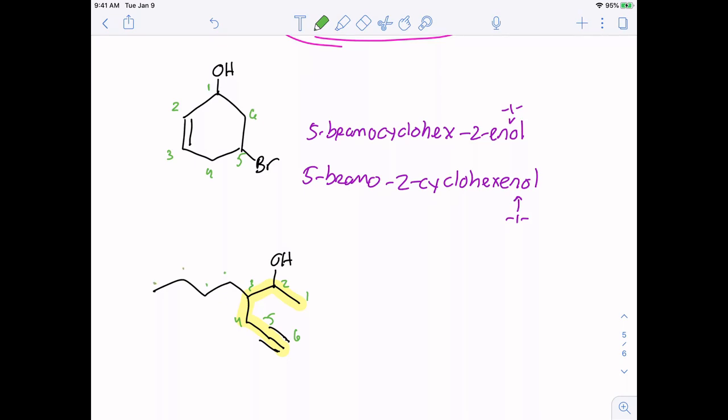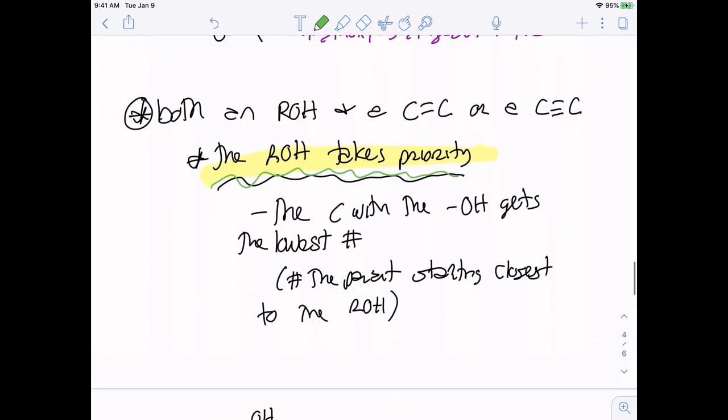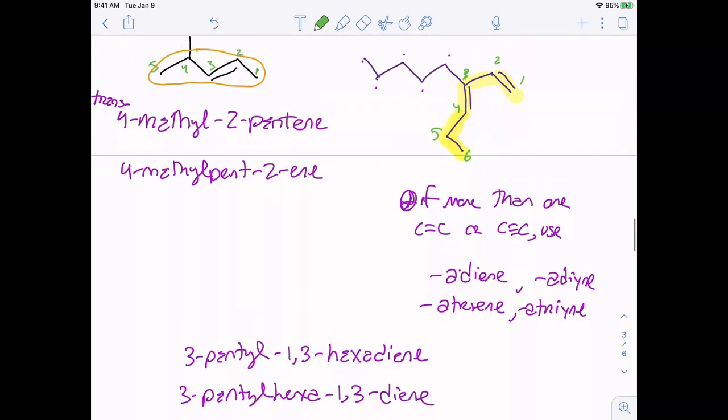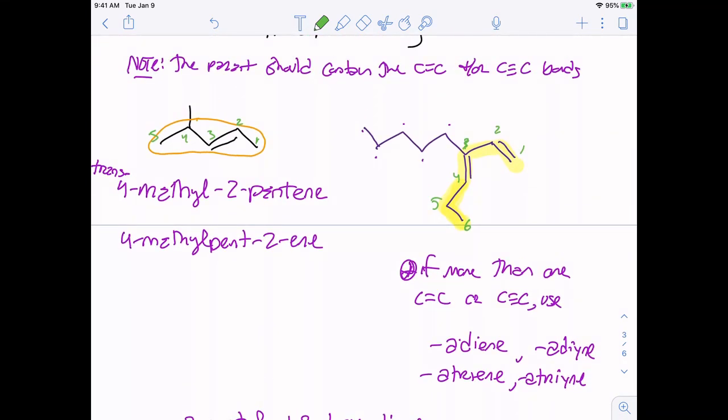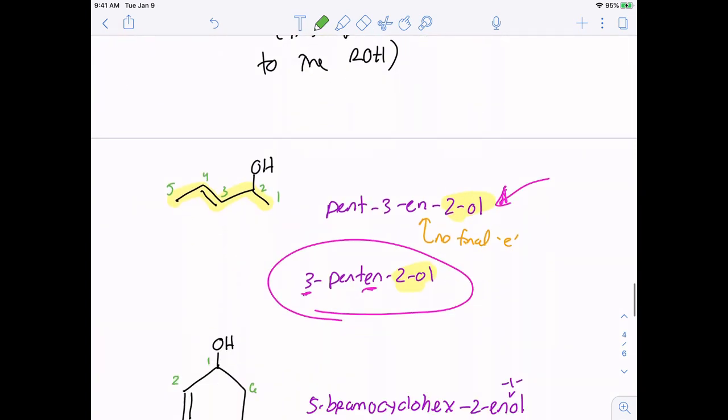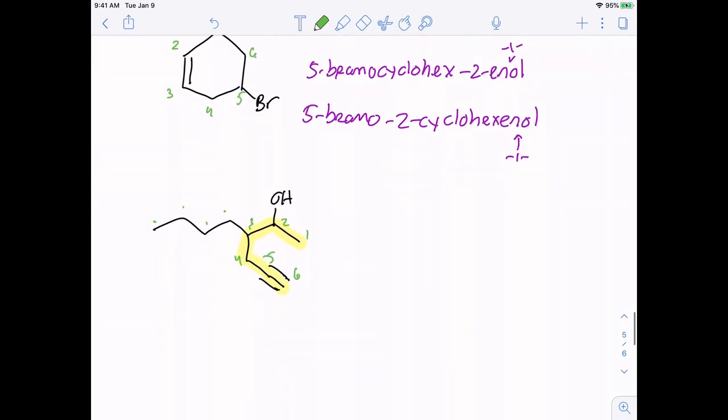a butyl group. Did I do this one up here wrong? I'm thinking of it. Sorry, guys. No, there's 5. 1, 2, 3, 4, 5. Okay, so I have a butyl group on carbon 3.